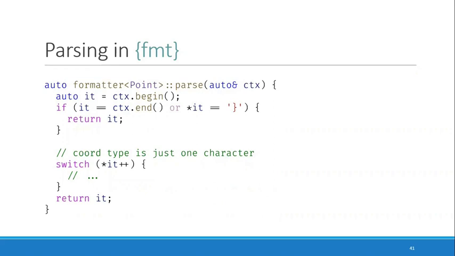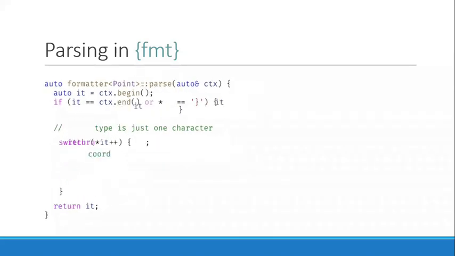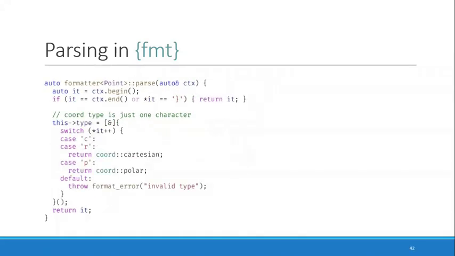So if either context.begin is already context.end, or the begin iterator is already pointing to the close brace, so there's nothing there, we're done. We just return that iterator. If there is, we need to then read the next character and do something accordingly. So we're just going to read the next character.